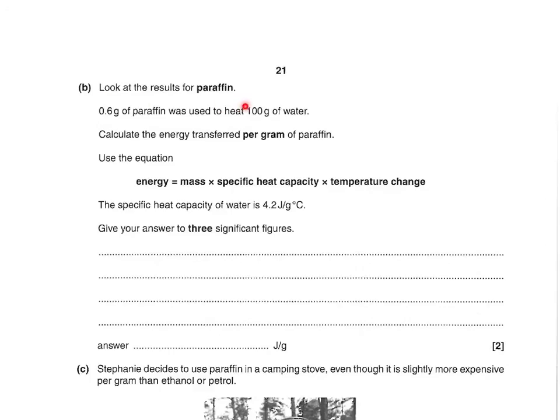It says, look at the results for paraffin. 0.6 grams of paraffin was used to heat 100 grams of water. Calculate the energy transfer per gram of paraffin. Use this equation. It says the specific heat capacity is 4.2. Give your answer to 3 significant figures.